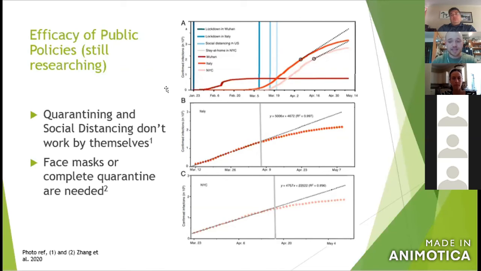Italy and the US did not have as much success. In Italy, they had lockdown, but it did not prove as effective. In the US, we had social distancing and stay-at-home orders, and none of those things were effective at stopping the coronavirus in its rise. In these graphs down here, however, you can see that when face masks were implemented in Italy, it's this line, in the US, this one, almost immediately, the projected growth rate of the virus fell off.